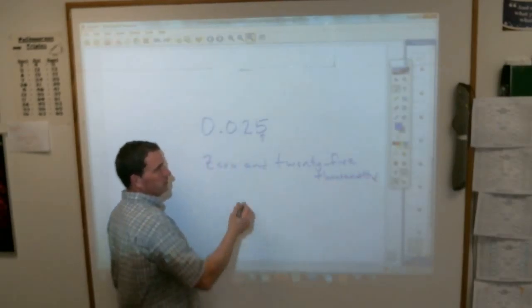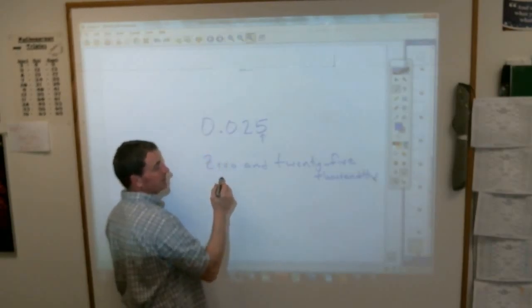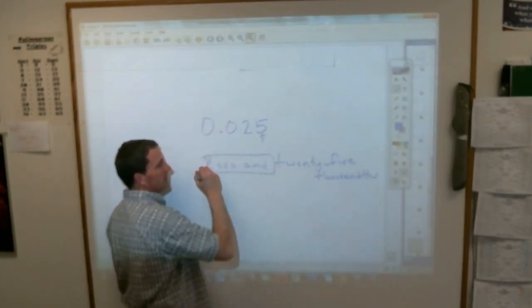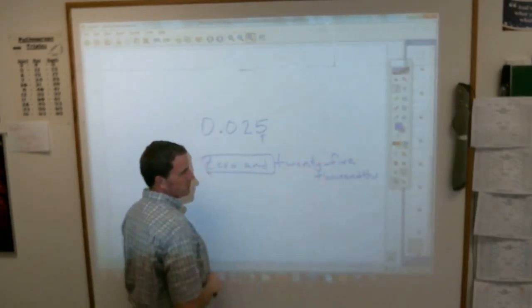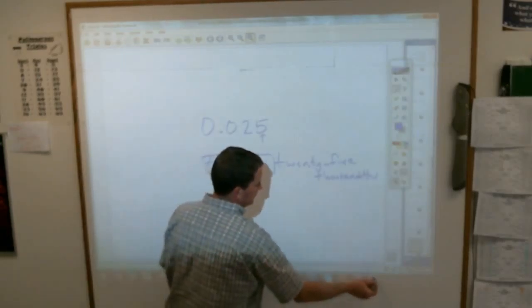Thousandths. Now you don't even need the 0 part. You could, it's acceptable either way. You could leave this off and just say 25 thousandths. It would be the same thing. But if it helps you put that 0 in there. No, I think that'll probably get you to the place where you need to go.